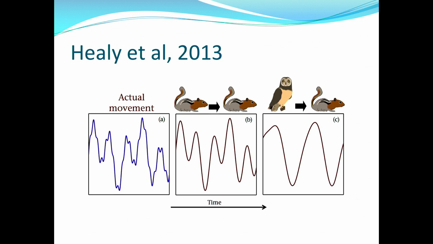Healy et al. postulated that different size animals would experience time at different rates. The size of their objective windows, in a sense, would vary. So in order to appreciate movement, a squirrel needs relatively fine-grained temporal sampling in order to recognize all of the important movements of its partners. In contrast, an owl doesn't need to have that same level of temporal acuity, so it can have its windows going at a slower rate.